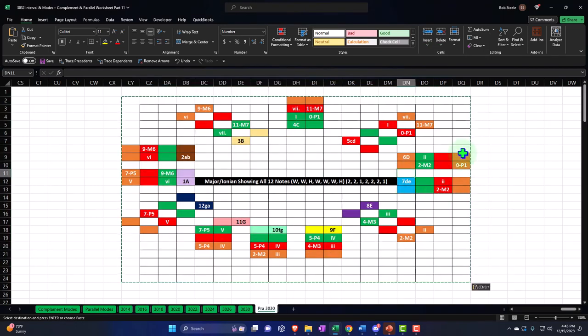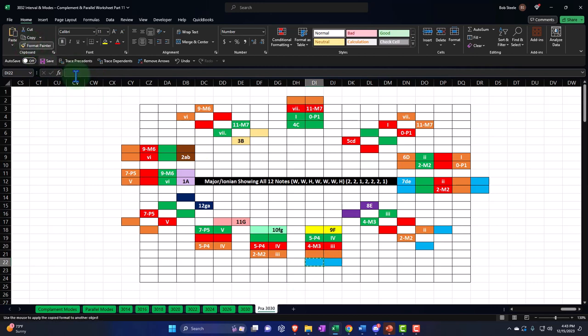And so then I'm on this one, the blue. So let's make a blue on the outside. Blue, format paint the blue, format paint the blue, format paint the blue, and so on across the row. Okay, now let's hide it again.